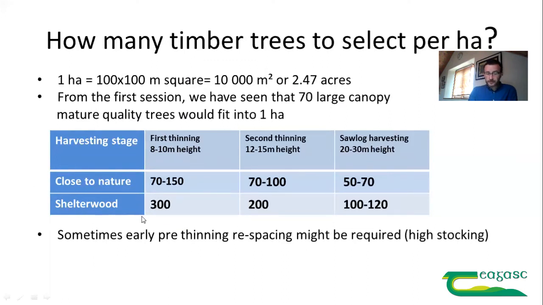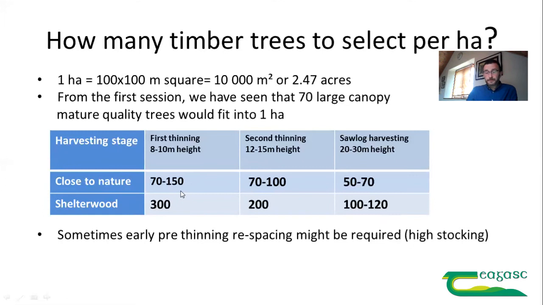Now, for the shelterwood system, as we discussed, we will see higher stocking than the close to nature system as trees are crown thinned and their crowns are typically smaller. So as a guideline number, we would see at first thinning stage a selection of 300 potential timber trees reduced down to 200 at second thinning, leading to between 100 and 120 sawlog trees at maturity.